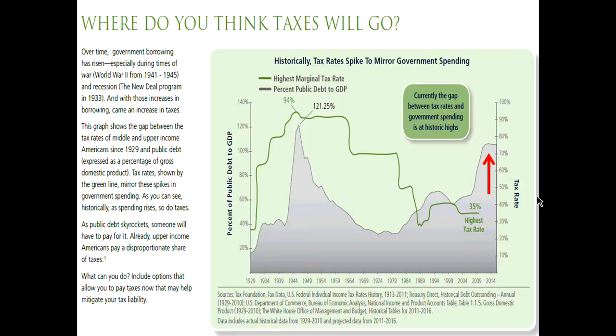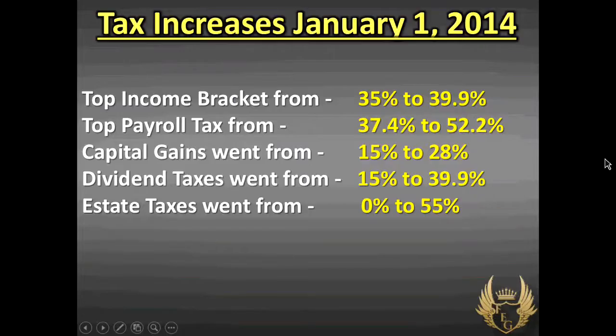So we're going to see taxes go up. In fact, we already did. Back on January 1st, 2014 — on December 31st, 2013, the top income tax bracket was 35%. At 12:01, the very next year, that went up 4.9% to 39.9%. The payroll tax went up from 37.4% to 52%. We are already seeing the effects of the government debt on our taxes.